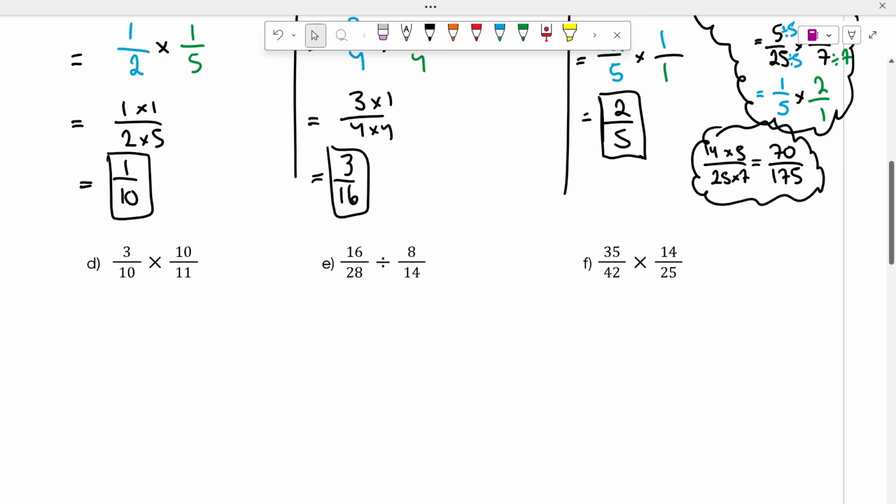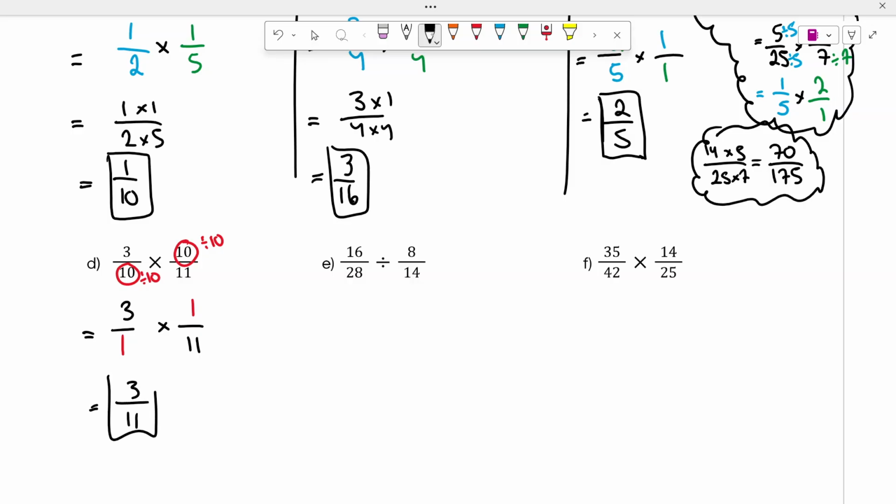So we're going to take a look at question 3. I'm going to notice, of course, that I have a factor of 10 on both the top and the bottom that I can divide out. So I'm going to divide both of those by 10. Let's make this a little bit neater. And we're going to notice that gives us 1 on the bottom and 1 on the top. And 3 times 1 is just 3. And 1 times 11 is just 11. And that is in simplest form.